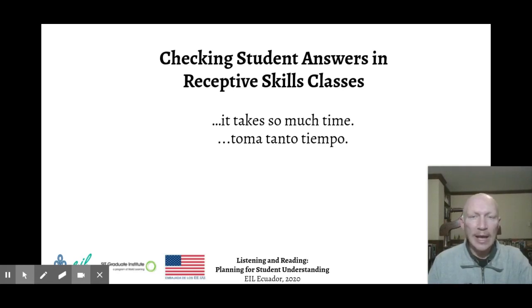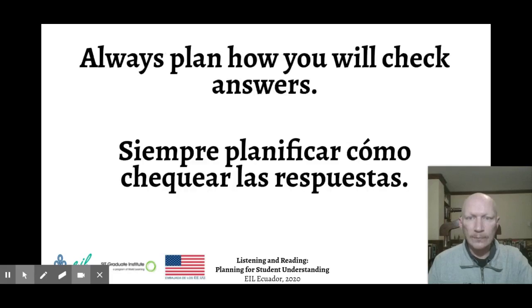I do not have all of the solutions to the problems that may come up in this area, but I'd like to look at a few suggestions that we have for you. The first one is to always plan how you will check answers. And I think this is a really important one. I'll give you an example.